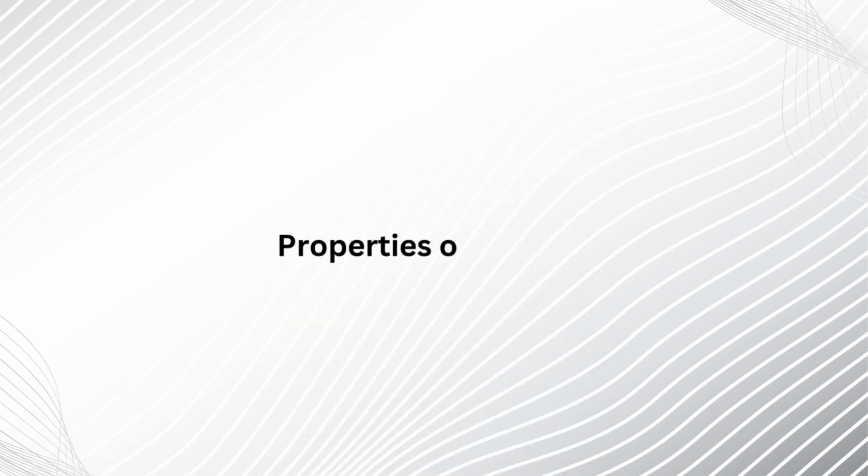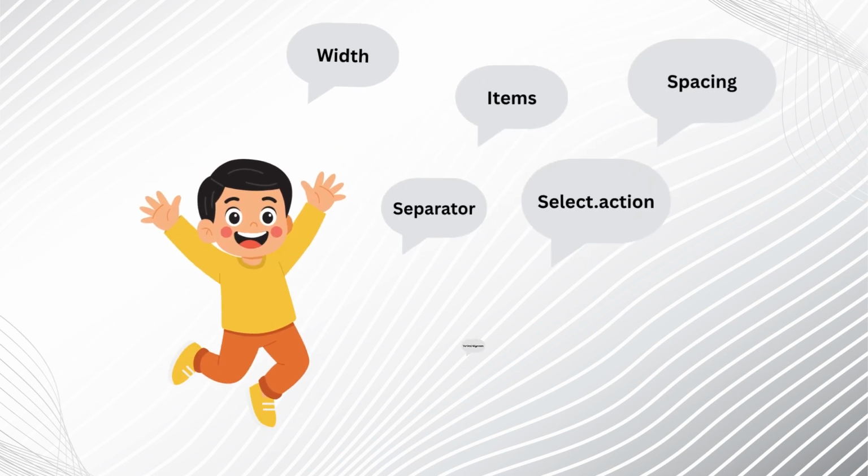Now, column sets have several properties that control their behavior. The good news is, we've already learned about these properties when we covered containers. Properties like width, items, spacing and separator, select action, and vertical content alignment work exactly the same way in column sets as they do in containers.